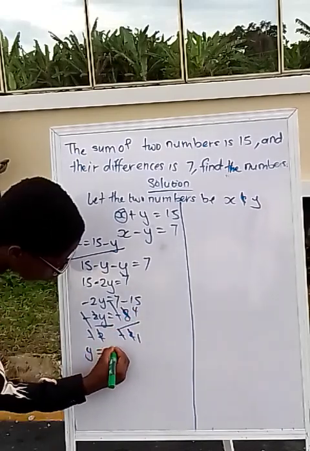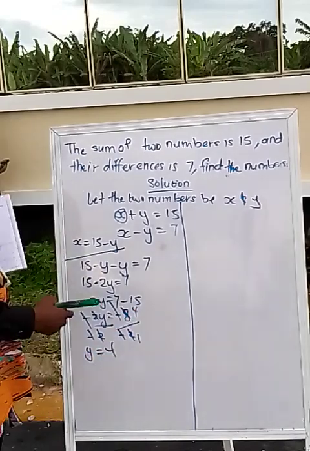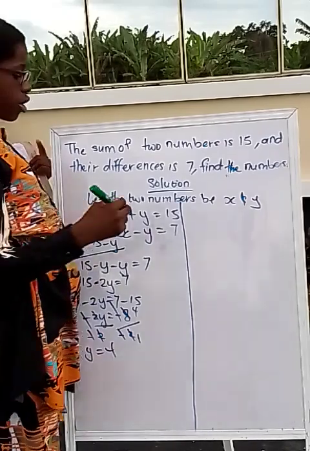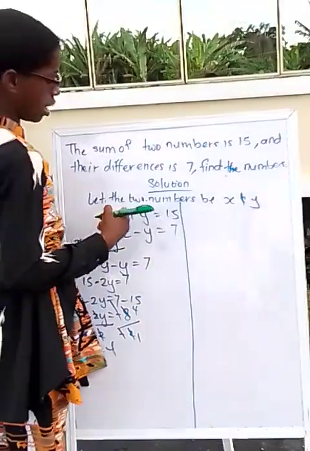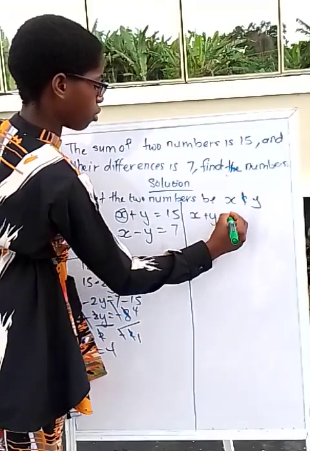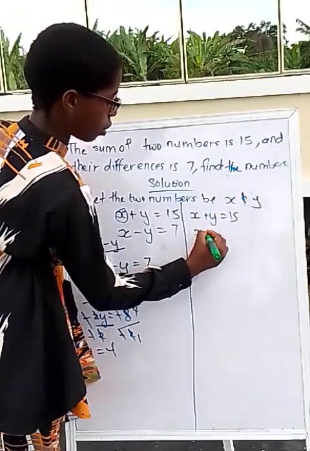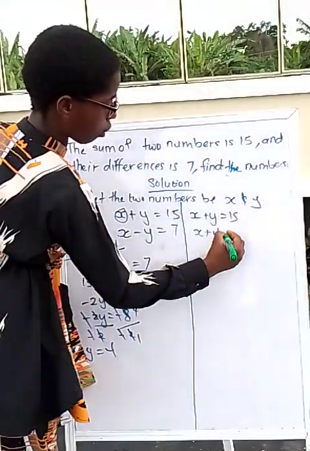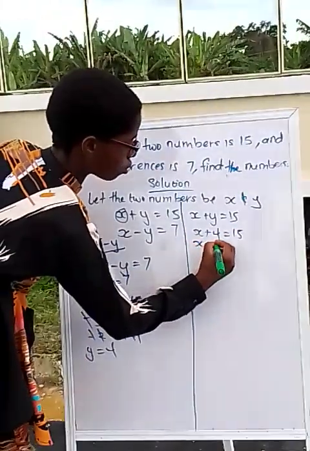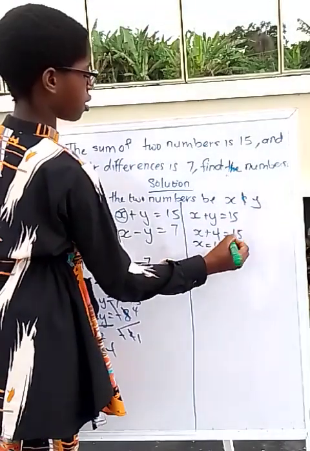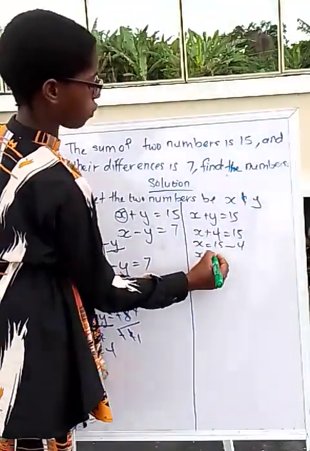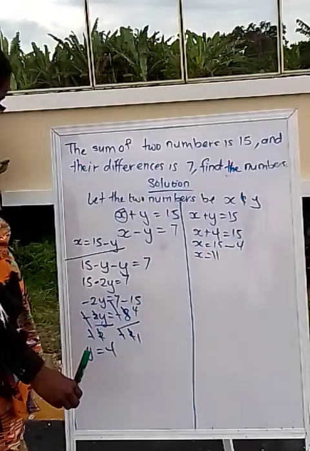Now, to get x, substitute the value of y in any equation of your choice. I'm going to substitute it in equation 1. So we have x plus y equals 15. So x plus our y, which is 4, equals 15. So x is equal to 15. When plus 4 crosses to the other side, it becomes minus 4. So x is equal to 15 minus 4, which is 11. So we've gotten y to be 4 and x to be 11.